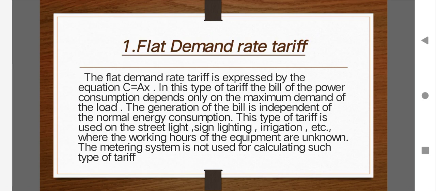Flat demand rate tariff. The flat demand rate tariff is expressed by the equation C = AX. In this type of tariff, the bill of the power consumption depends only on the maximum demand of the load. The generation of the bill is independent of the normal energy consumption. This type of tariff is used for street lights and irrigation purposes, etc., where the working hours of an equipment are known. The metering system is also used for calculating such a type of tariff.